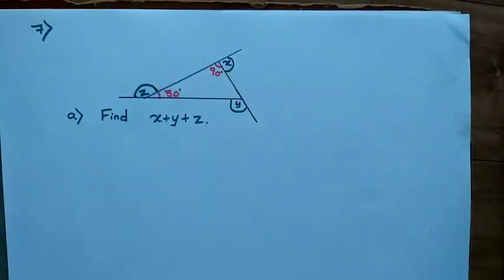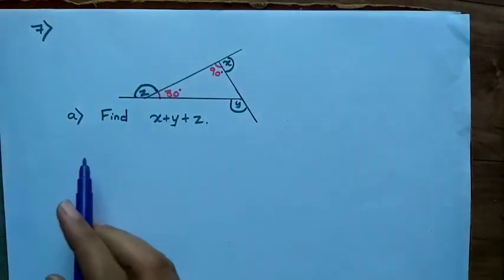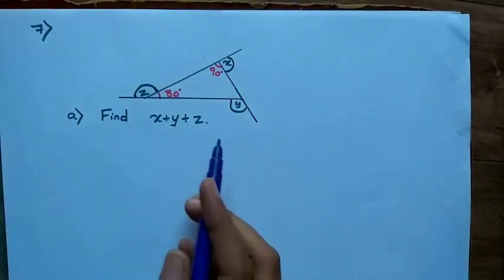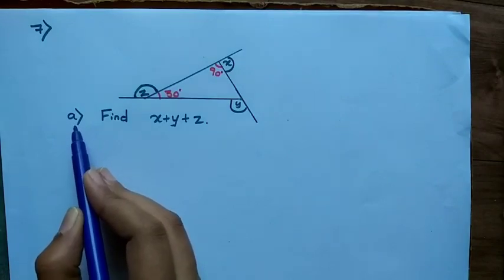Hello everyone. In the last class we discussed exercise 4.1 up to the 6th question. So in this class I am going to discuss the 7th question. In the 7th question again we have two sub-questions, A and B. Let's discuss question A.